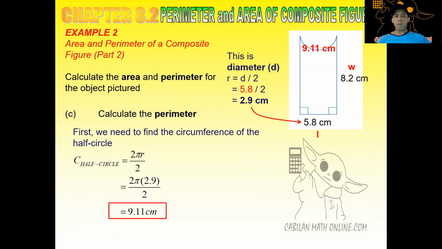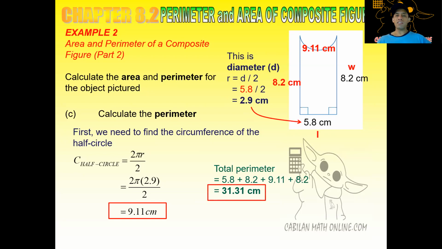Now remember that when you're dealing with perimeter, you're looking at the total distance around. So that 9.11 is part of the half circle. We have a 5.8 and an 8.2. The only measurement that we're missing is the side across from the 8.2, which is 8.2 again. So for the total perimeter, we just have to add those four numbers that I've put in the diagram. The total perimeter of that object is going to be 31.31 centimeters.